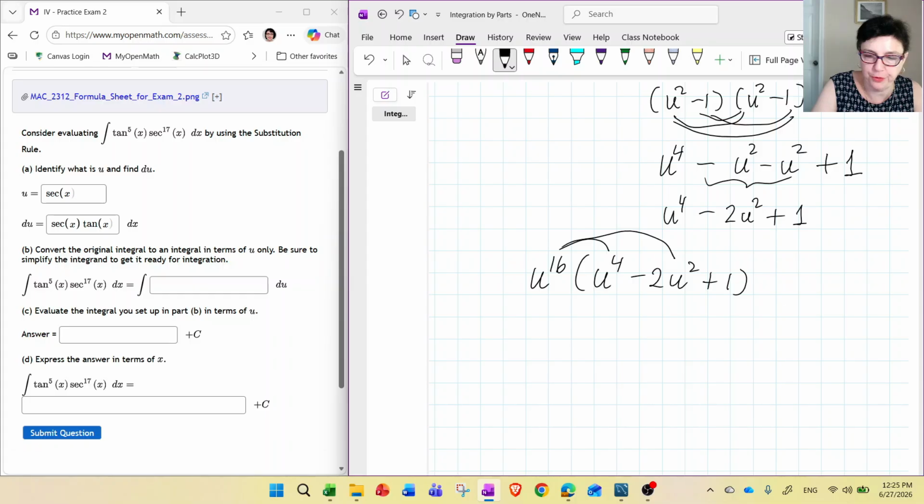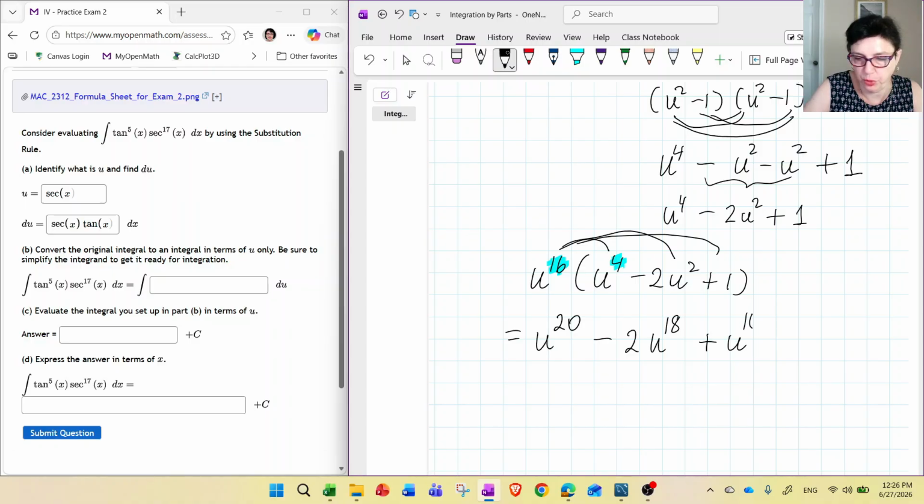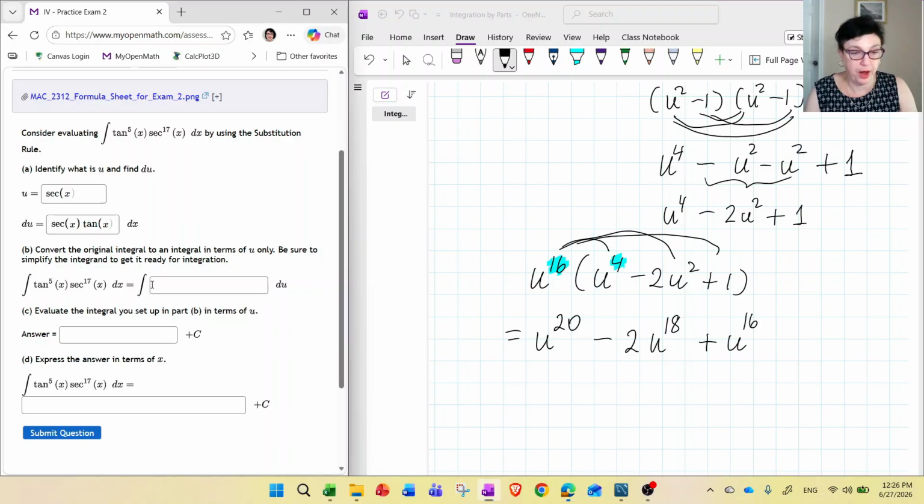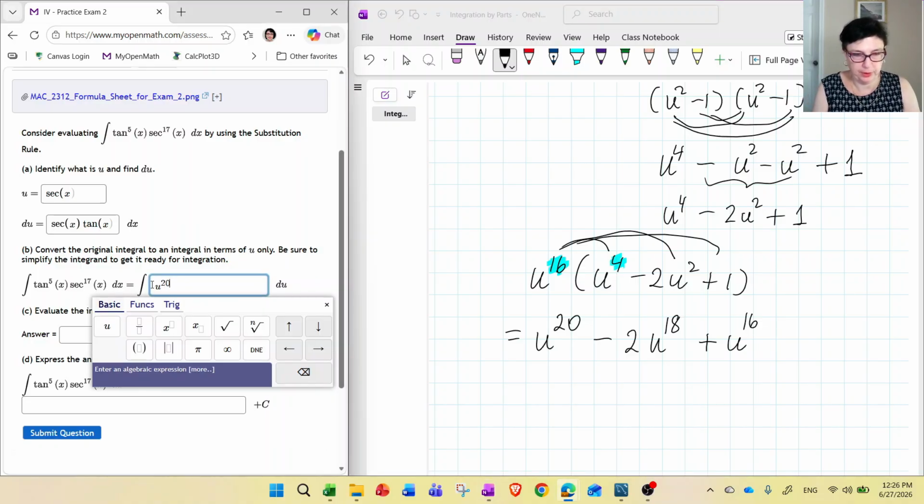Well, we're going to have to multiply and use the distributive law. We're going to get power 16 and power 4. What do we do with that? Add them up. So you get u to the power 20, minus 2, 16 and 2 add up to 18, and then u to the power 16 is what we got. And finally, we are done with this step. That was a lot. This one is definitely more challenging.